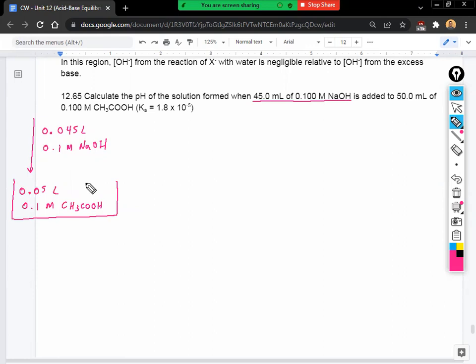I want you to calculate the moles that we have for both in this system while I wait for puberty to kick in.